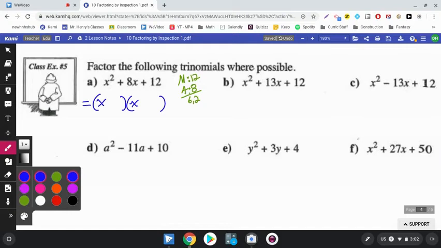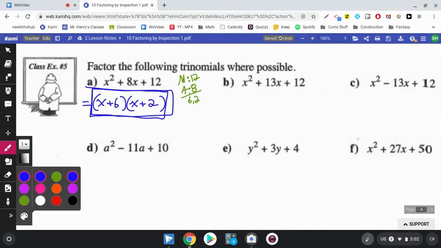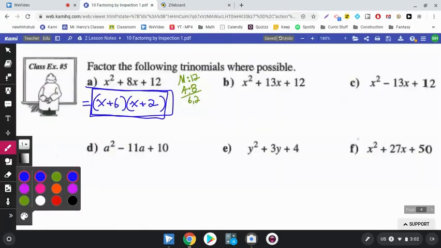I'm saying the first term was just an x and an x. And then all I needed to figure out were what those back terms in each binomial were. It's a positive 6, so plus 6, and a positive 2, so plus 2. Done. The idea of factoring is, can I write this as a multiplication? And I absolutely can. There it is. x plus 6, x plus 2. Those two things multiply to my original piece. If I took this and multiplied it out, I get the original.